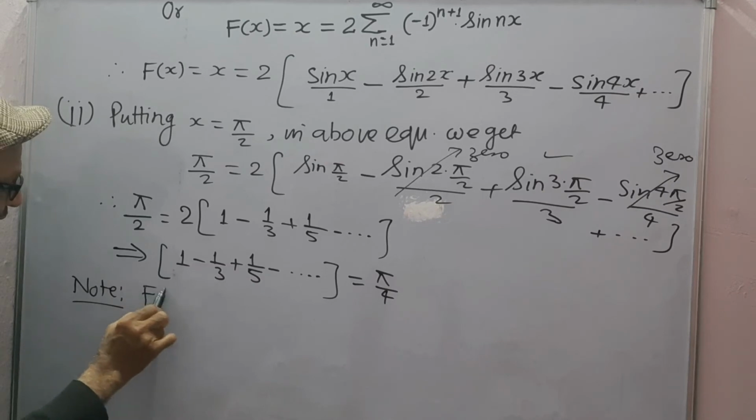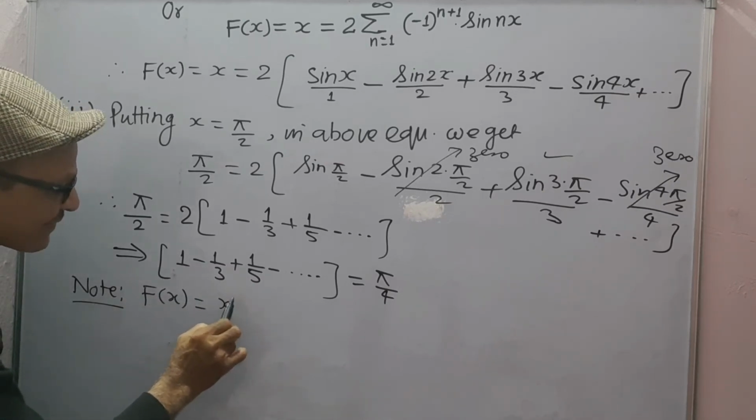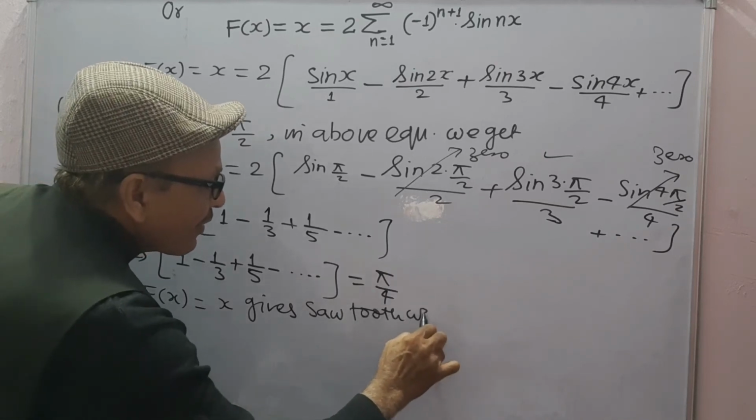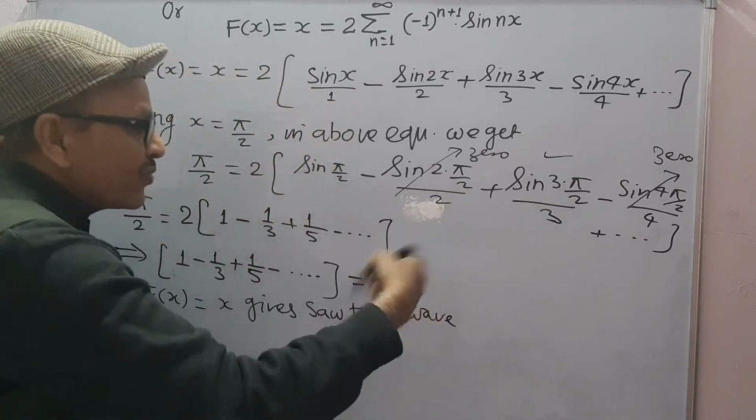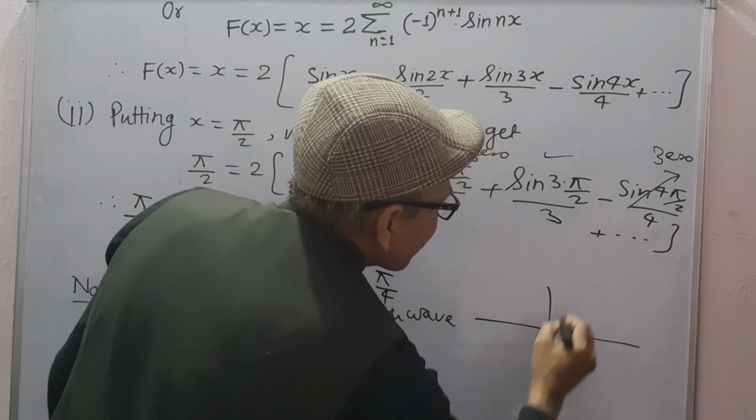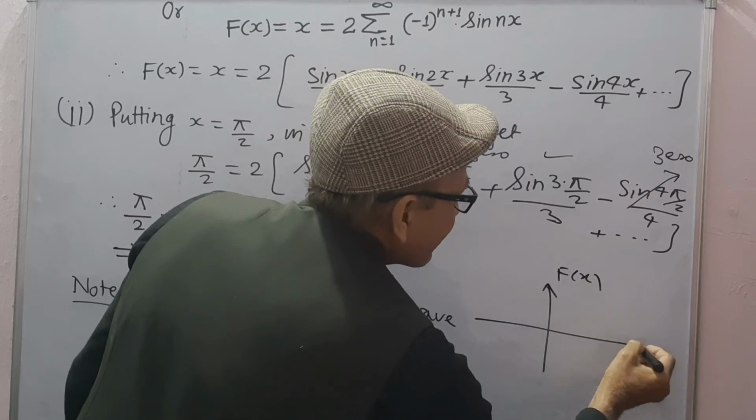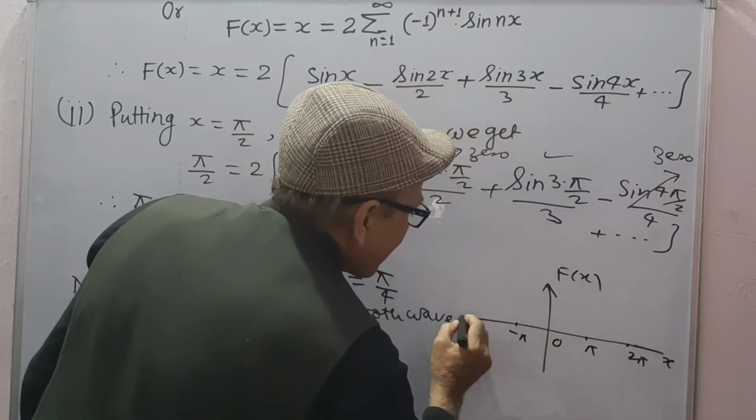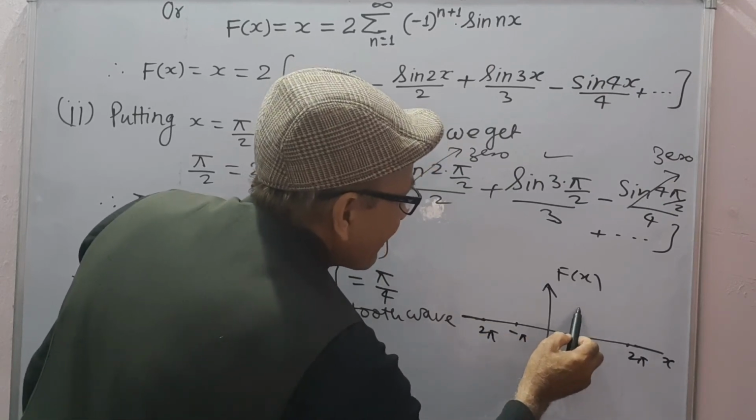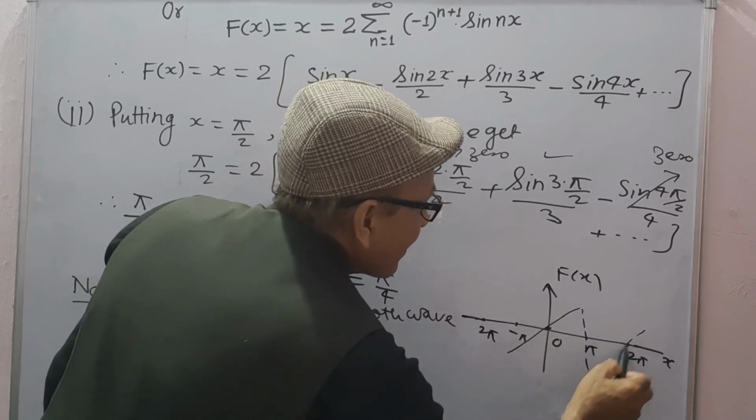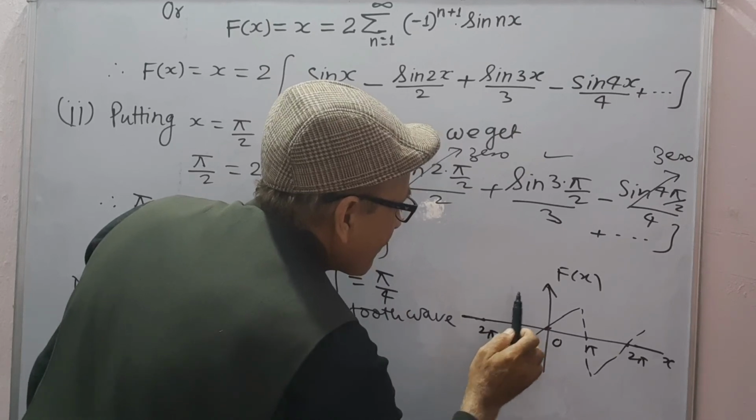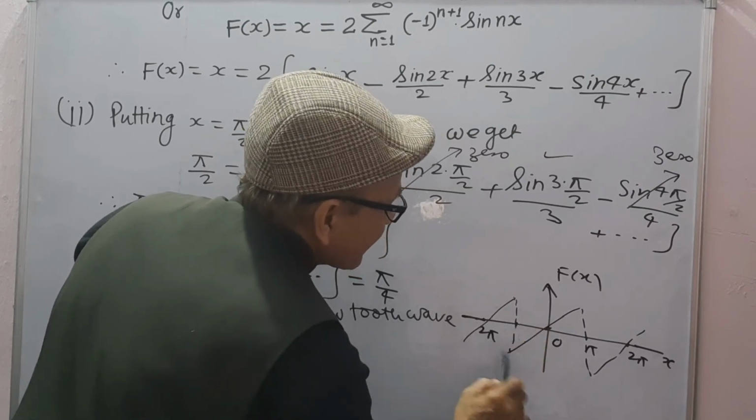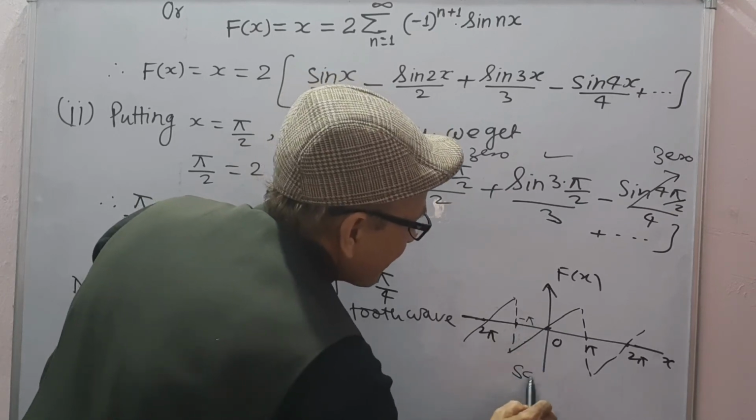Note, f(x) is equal to x gives a sawtooth wave from minus pi to plus pi and beyond, as this graph shows. This is x, 0, pi, 2 pi, minus 2 pi and so on. So it looks like this. This is a sawtooth wave.